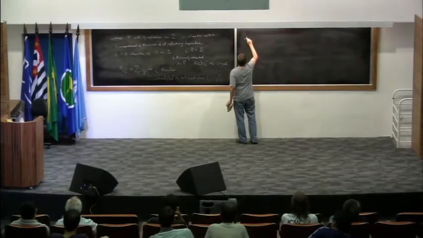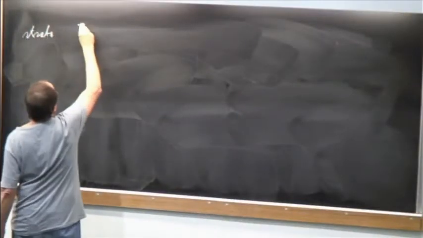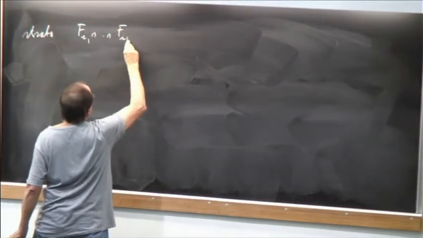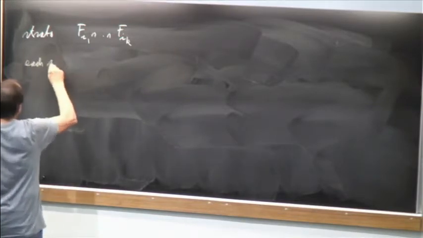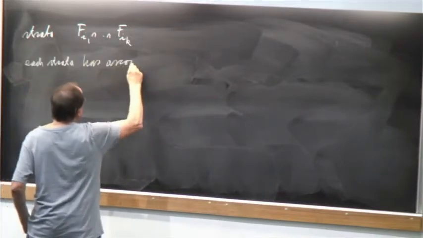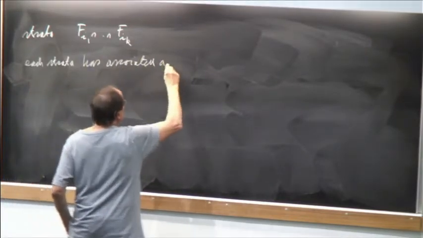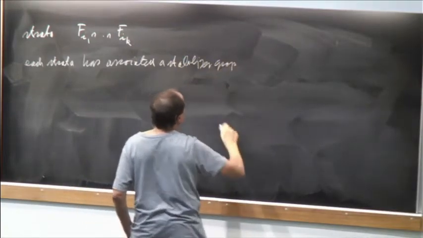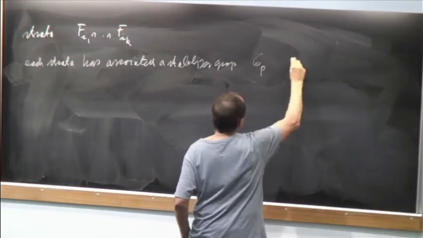The strata of the boundary are faces and various intersections of faces. And these are all totally geodesic in my chamber. Now we also have associated to them, in our situation, the stabilizer groups. So each strata has associated to it a stabilizer group, G sub P, where P is an element in the strata.